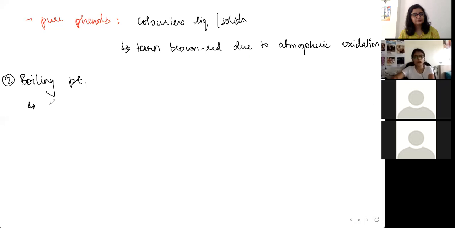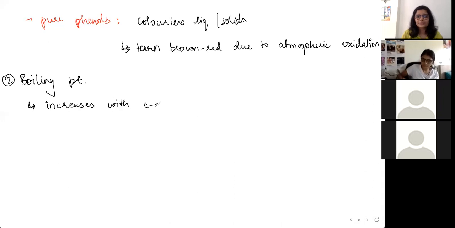It will be high because of the heavy hydrogen bonding. No, within alcohols, like if you compare methanol, ethanol, propanol. Oh, sorry, my bad. Higher the molecular mass, higher the boiling point. Sorry. Yes. So this increases with the number of carbon atoms.